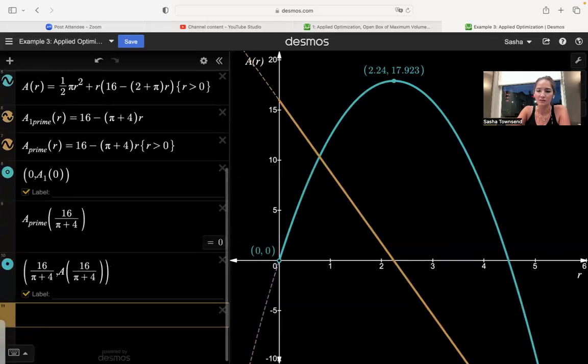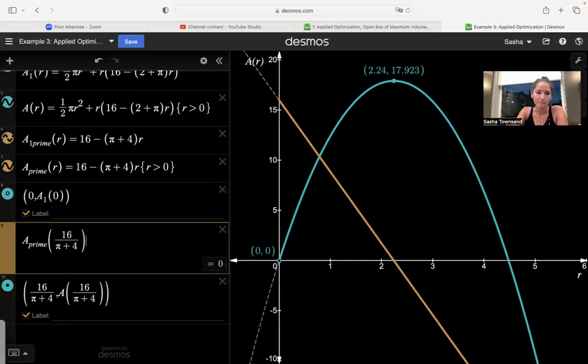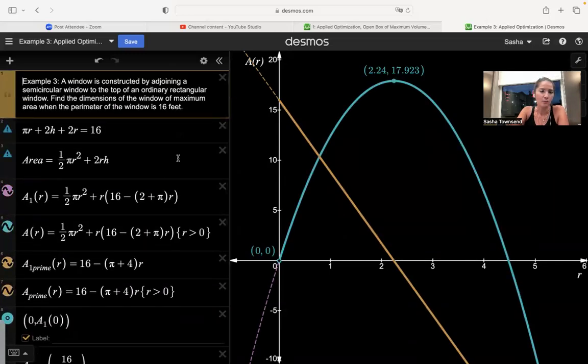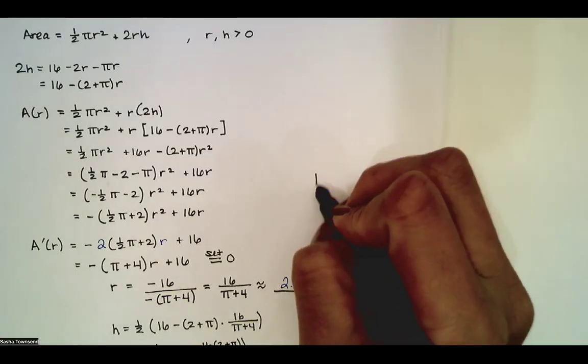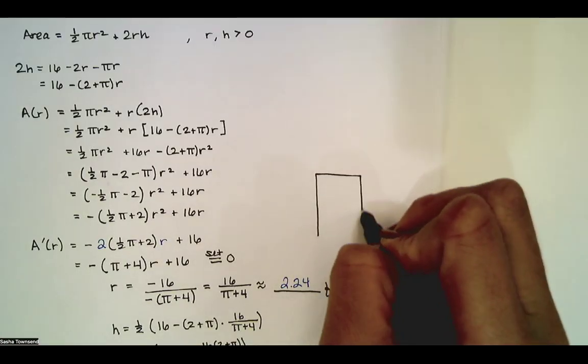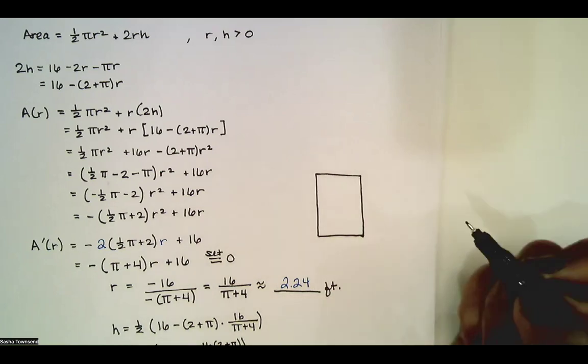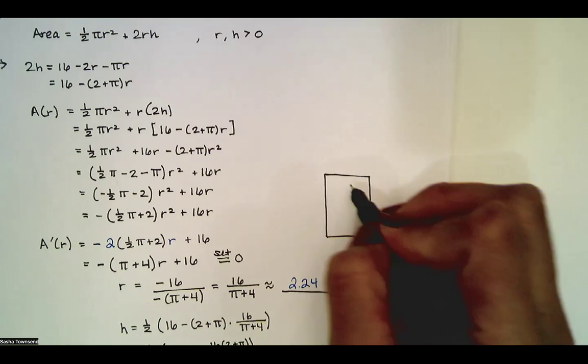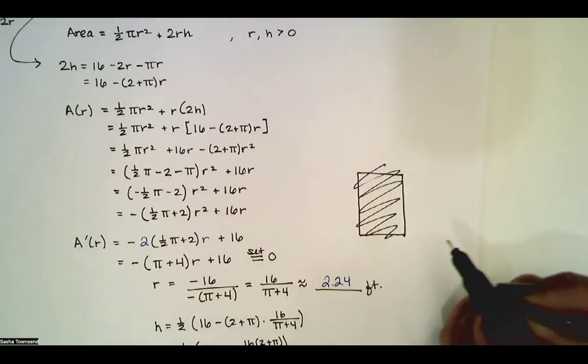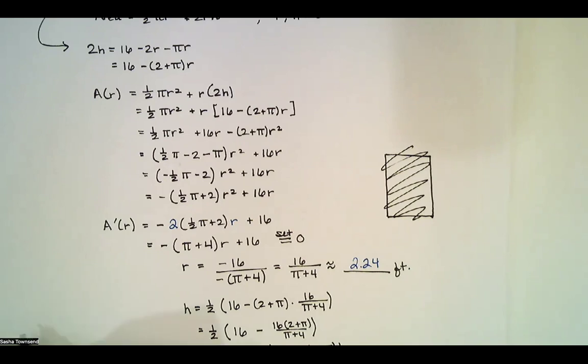Now we can put those two pieces together and sketch our window with the maximum area. We're asked to find the dimensions. I know my h and my r are 2.24, but I think it makes more sense to talk about dimensions when we're actually looking at a picture. So let's look at a picture of that window. So the height is supposed to be 2.24. Oops, actually, I've drawn it, I sketched it incorrectly, haven't I? The height is 2.24 feet.